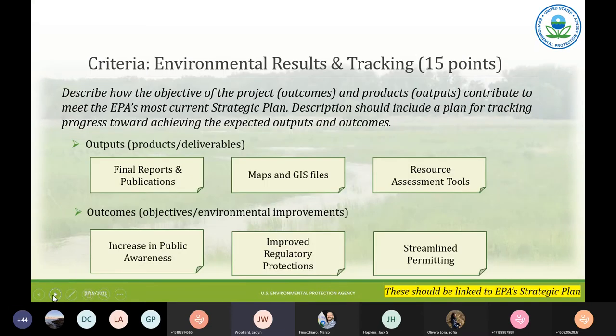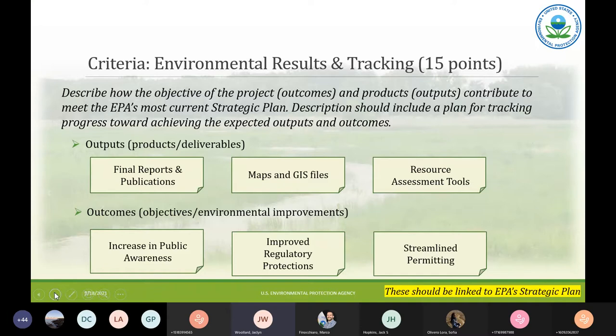Next slide, please. So your environmental results and tracking. This is the section where you will describe your outcomes and your outputs. Your outputs are your products and your deliverables for your grant. So this includes final reports, publications, maps and GIS files, or resource assessment tools. Your outcomes are your objectives or environmental improvements, such as increase in public awareness, improved regulatory protections, or streamlined permitting. And one thing that people sometimes miss in this is, please link your outputs and your outcomes to EPA's strategic plan. This is a requirement of this section.